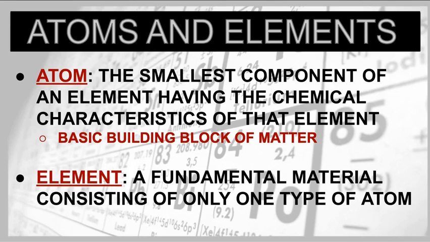Now, sometimes what gets confusing is the difference between an atom and an element. Well, an atom is kind of like the generic term for all the smallest things that make up all the matter. But an element is a specific type of atom. So an element is a fundamental material consisting of only one type of atom. And so we can talk about differences of atoms based off of which element they are.